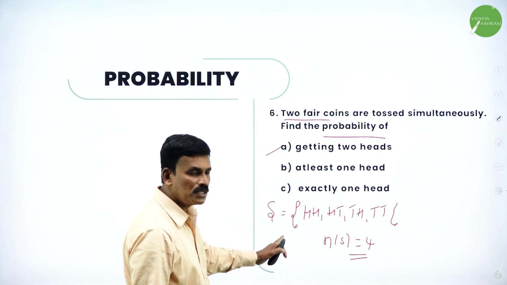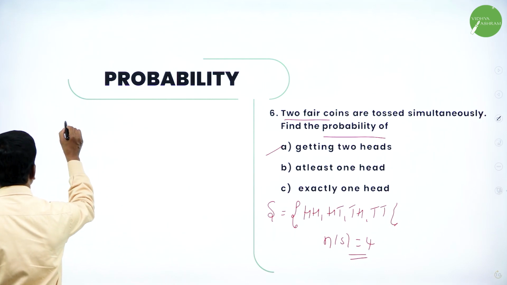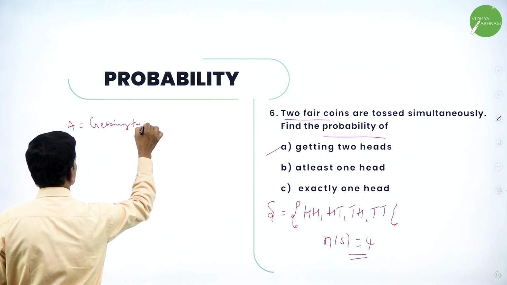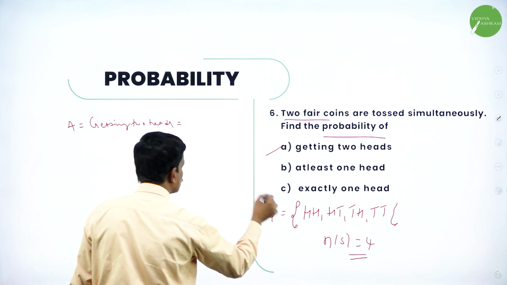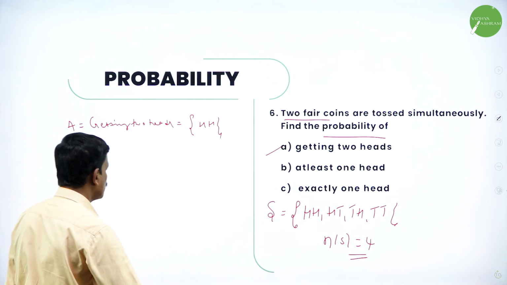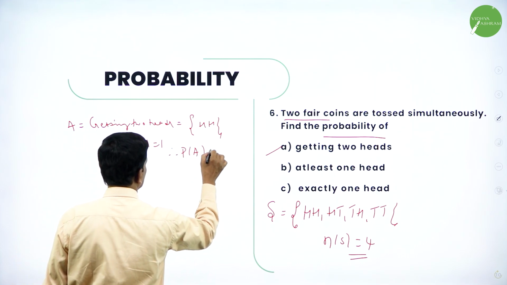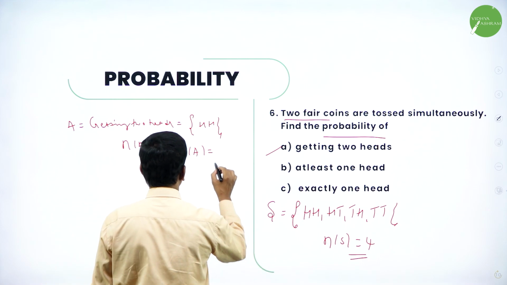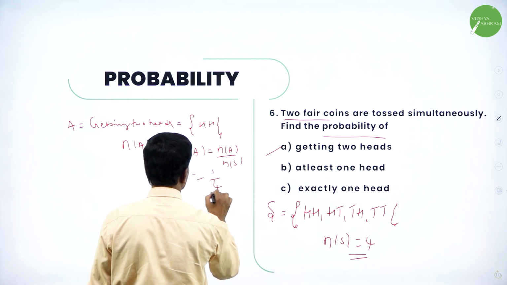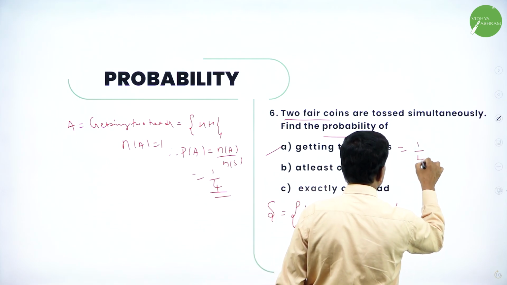Let us define the event A as getting two heads. A contains head and head, which is only one possibility. So n of A is equal to 1. Therefore, the probability of getting two heads is P of A equal to n of A divided by n of S, that is 1 divided by 4. So the probability of getting two heads is 1 by 4. This is the first answer.